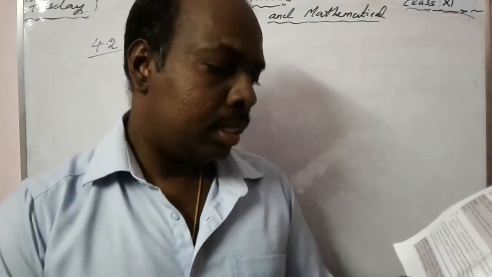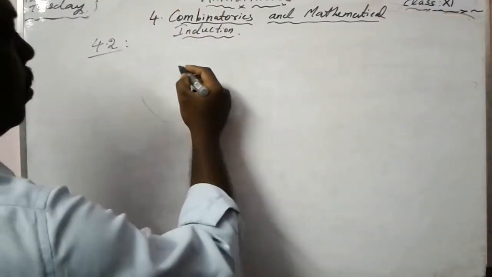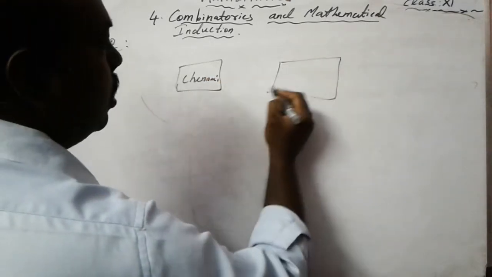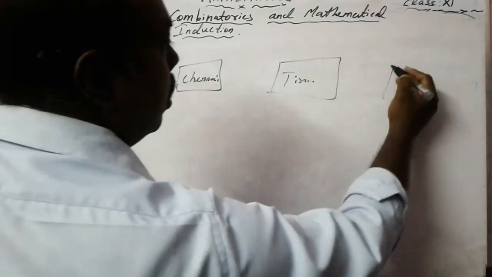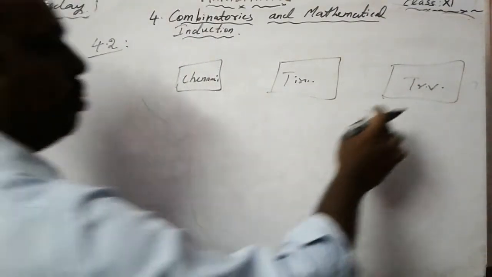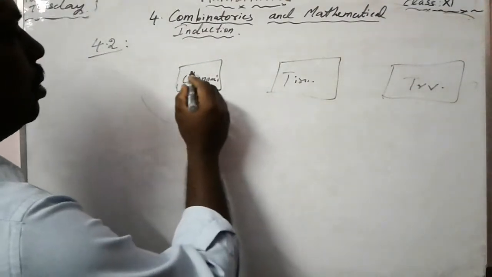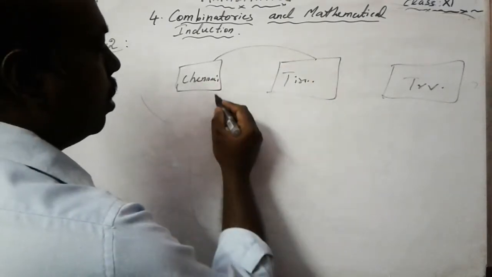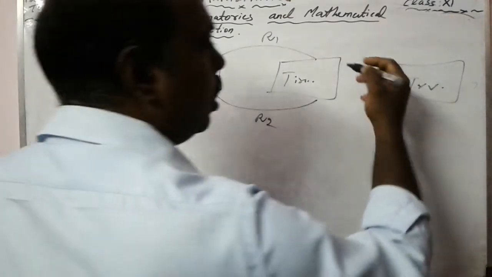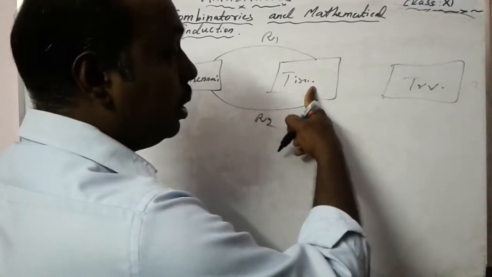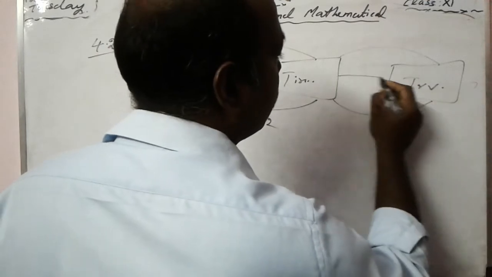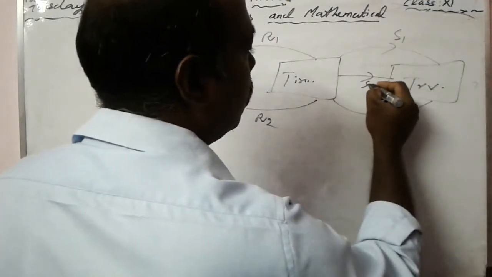So if you draw the diagram, it is easy for you. There are three cities, Chennai, Tiruchi, Tirunelveli. From Chennai to Tiruchi, there are two roads. So if you consider R1 first road, R2 second road. And Tiruchi to Tirunelveli, there are three roads, S1, S2, S3.